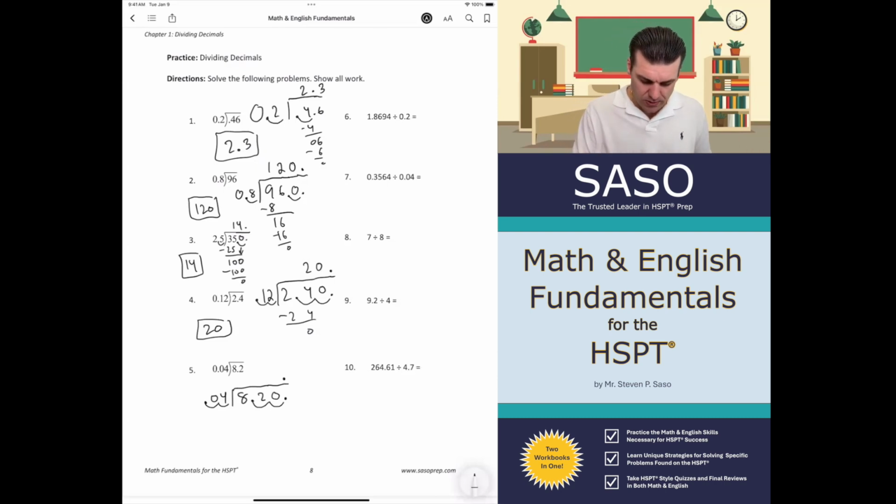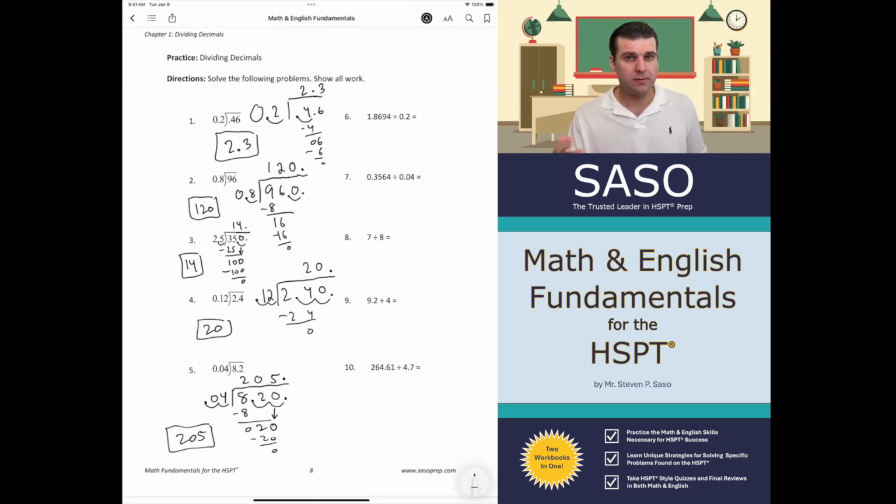So 4 goes into 8 2 times evenly. 4 times 2 is 8, okay? We bring down the 2. Now, 4 does not go into 2, right? So what do we need to do here? Well, we're going to put a 0 there, and then we're going to bring down this 0, and 4 does go into 20 evenly 5 times, right? So then we line up that 5 over that 0 there, and that's our answer. We're done. 205.